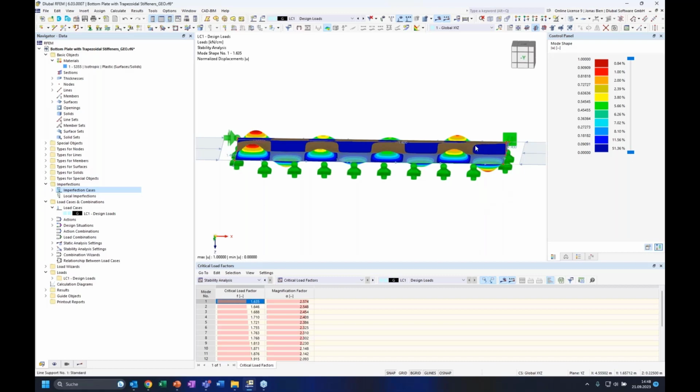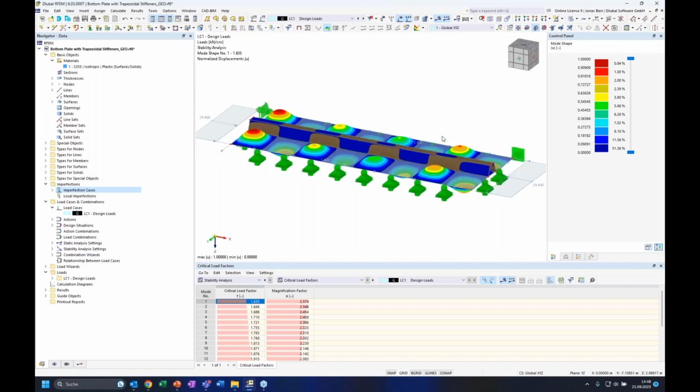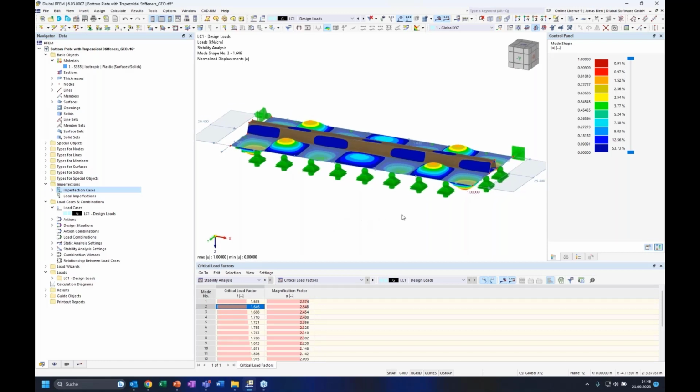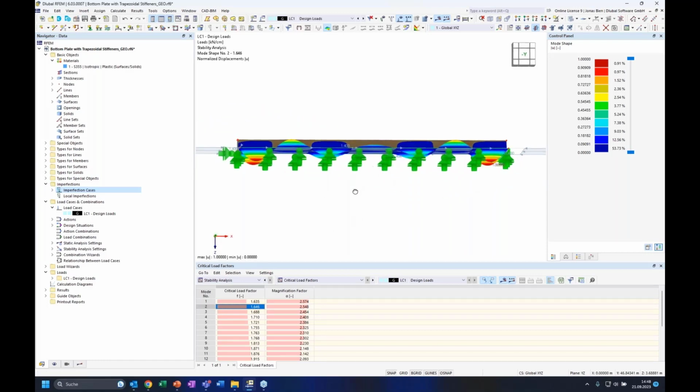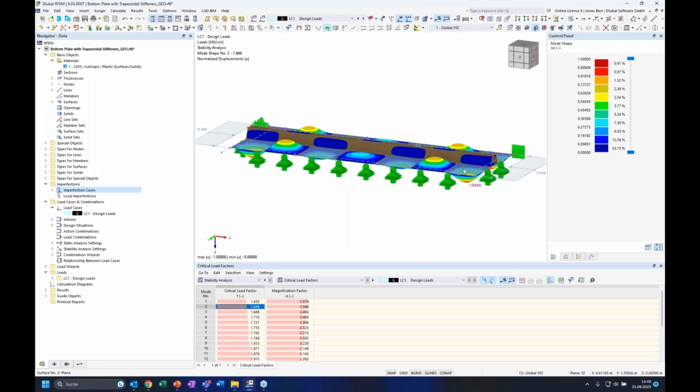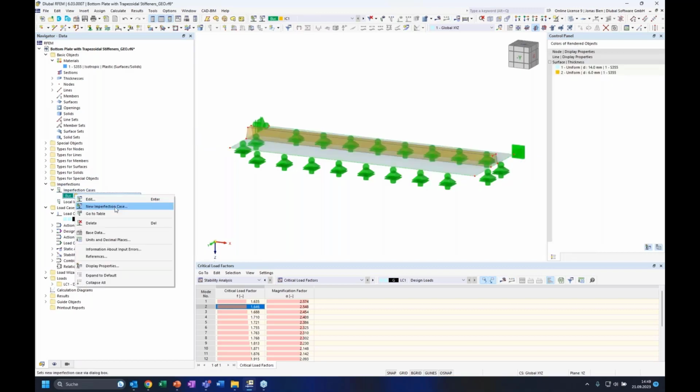So it shouldn't matter for this mode shape in which direction we define the pre-imperfection. For other mode shapes, such as the second one, of course, it could matter because this mode shape is symmetric, and it could give different results if we apply the imperfection in the direction shown here or in the opposite direction. So also here in doubt, we need to apply or check both directions. But now back to the imperfection cases.